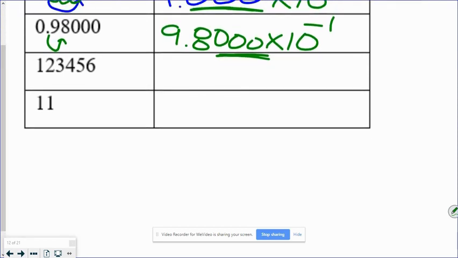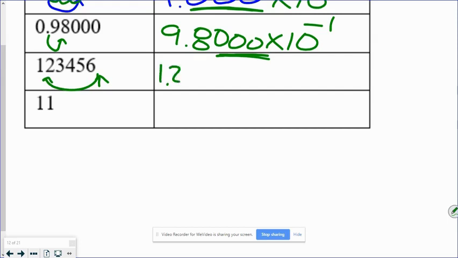Why don't you try these next 2 numbers yourself? Pause the video, try it, and I will go over them. So in this problem, it is implied that the decimal point is there even though there is no actual decimal point. So we need to move the decimal point from there all the way over there behind the 1.